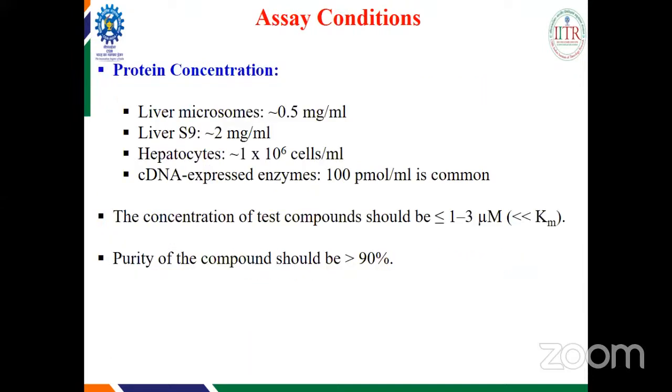This is the protein concentration: how much we should use for the experiment. For liver microsomes, generally people use 0.5 mg per ml. For liver S9, generally a bit higher concentration is used. If I want to use hepatocytes, how many cells should I use for the metabolic stability experiment? If I am using recombinant enzymes, how much concentration should I use? I have given certain concentration ranges which you can use for the different experiments. Another important aspect is how much concentration of test compound to use in the metabolic stability experiment. It is better to use as low as possible, because we do not want to saturate the enzymes.